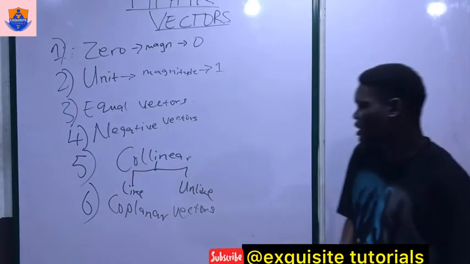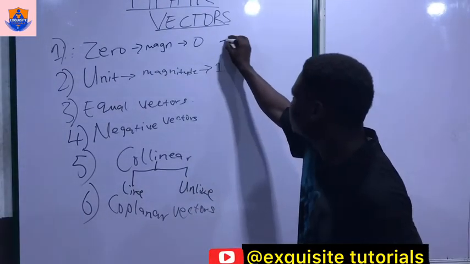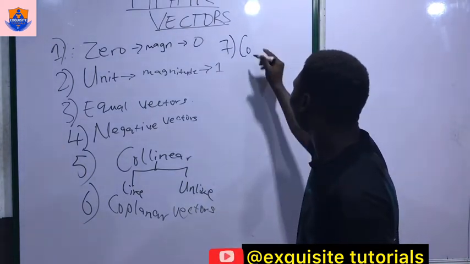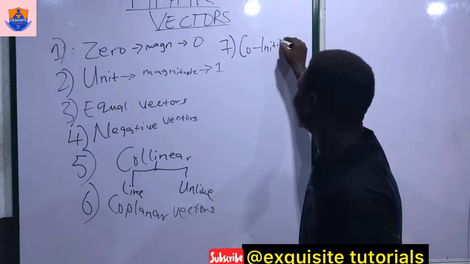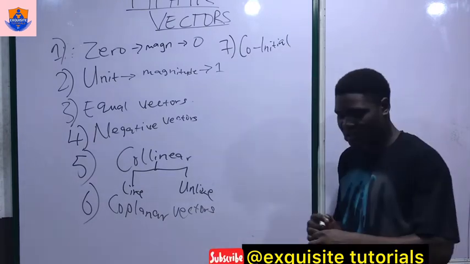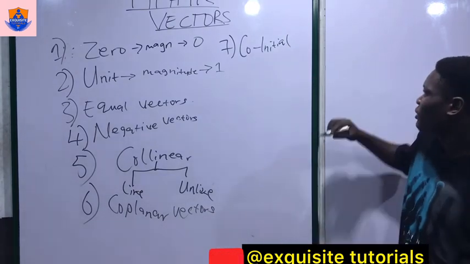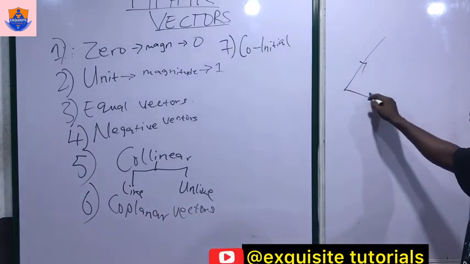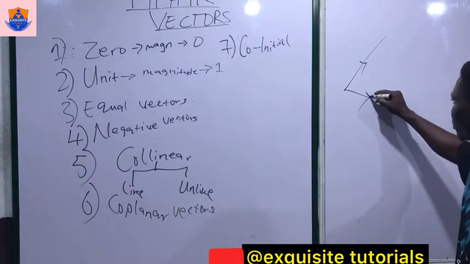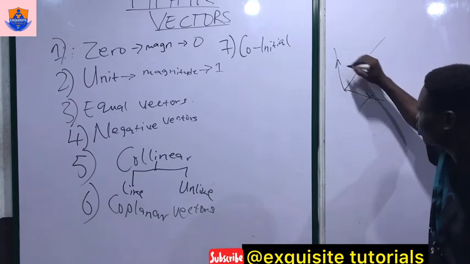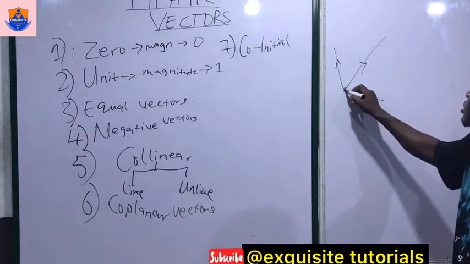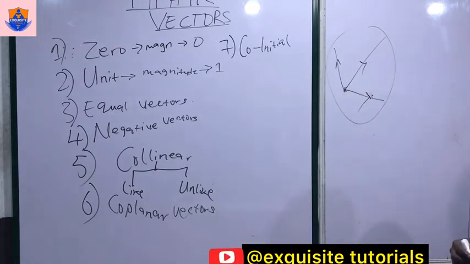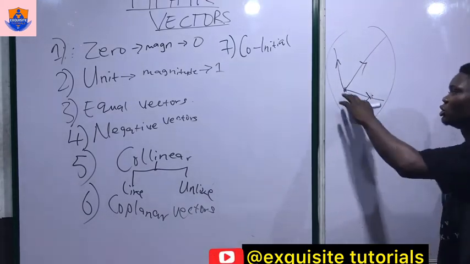Alright, the next type of vector is the co-initial vector. These are vectors that are starting from the same point. Let's say you have a vector moving towards this direction, and another vector moving towards this direction, and a third vector moving towards this direction. Because they are starting from the same point, they are called co-initial vectors.